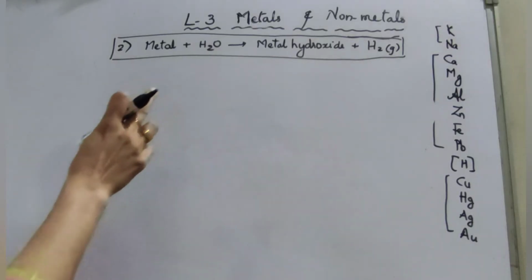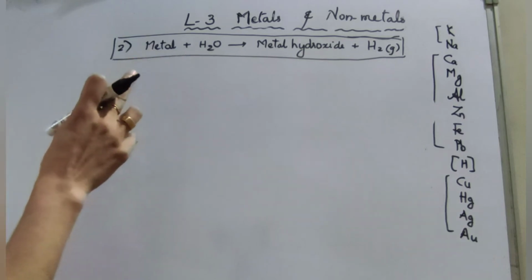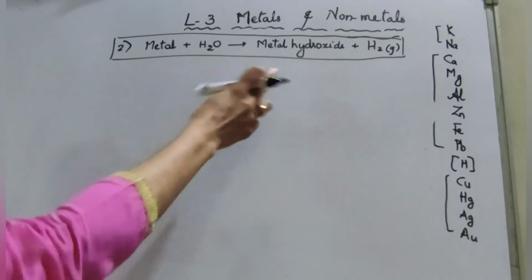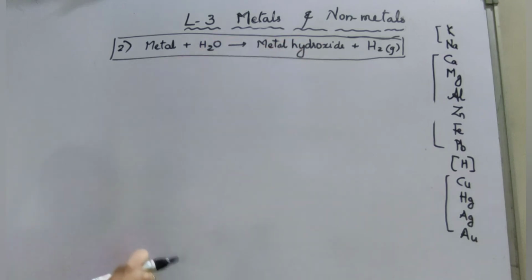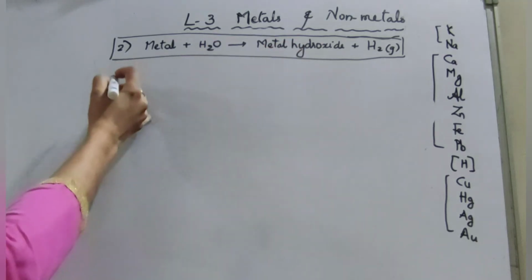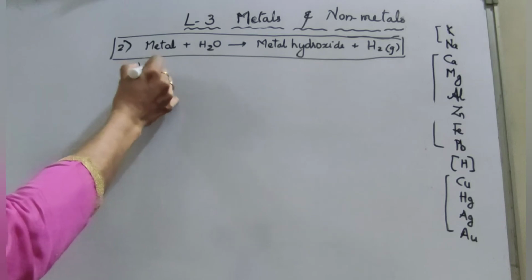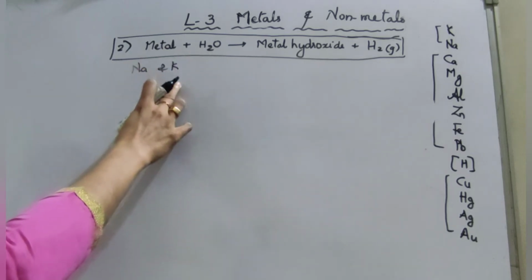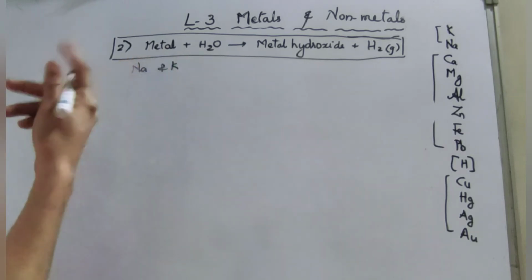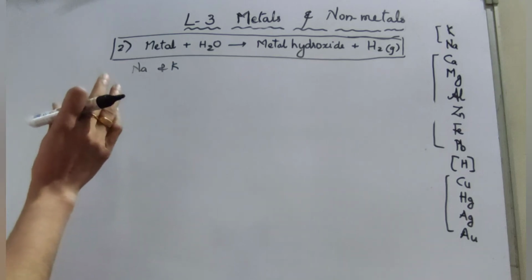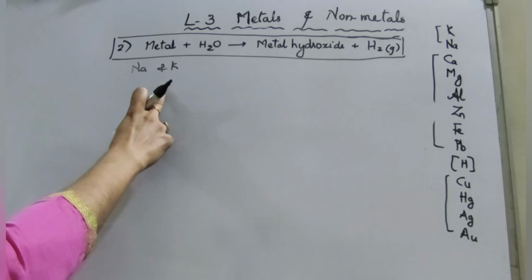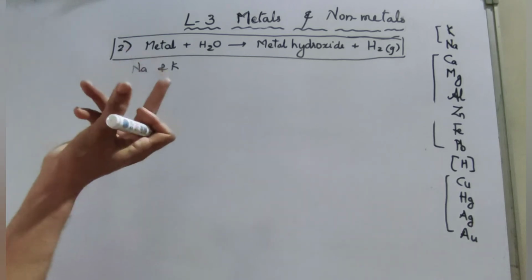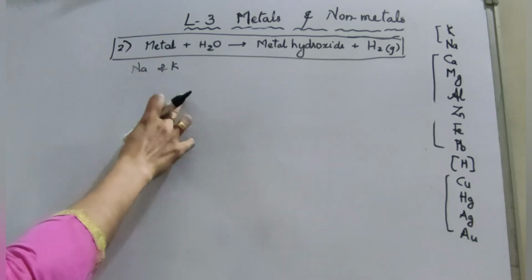Second chemical property: metals react with water to form metal hydroxide and hydrogen gas. Look at the reactivity series. In the case of highly reactive metals like sodium and potassium, sodium and potassium react violently with cold water. Violent means they react vigorously. The reaction is so vigorous and exothermic that the evolved hydrogen gas immediately catches fire.